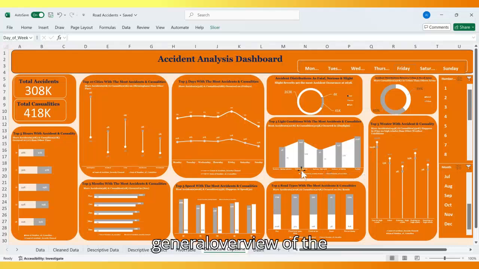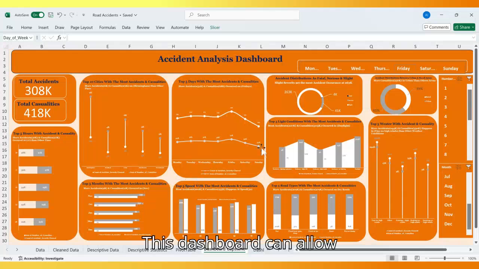This is the general overview of the key insights of this dashboard. Interestingly, based on this analysis, the most critical risk factors include urban location, 30-mile-per-hour zones, evening rush hours, and Fridays in November. These factors should be the focus of targeted road safety interventions.